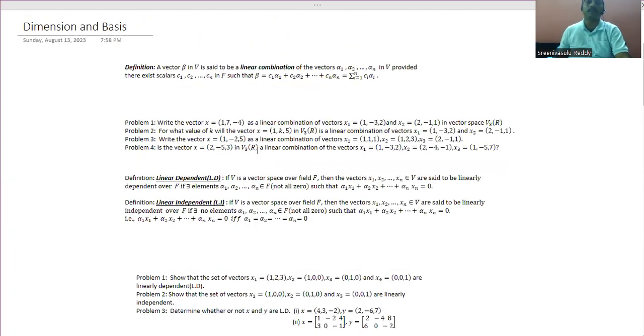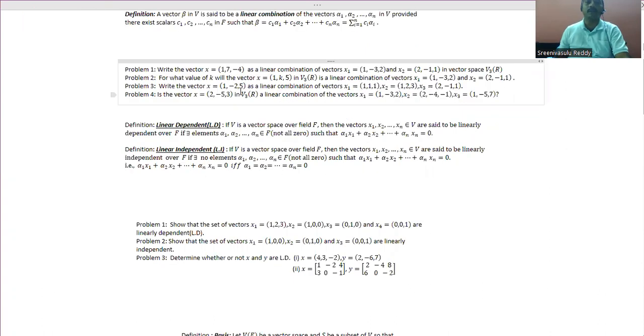Our topic is linear combination. Third problem: write the vector as a linear combination of the vectors x1, x2, x3. In the first problem, we had only two vectors, so the n value was 2. Now, in this problem, the n value is 3. You take C1 x1 plus C2 x2 plus C3 x3 equal to the x vector. In a similar manner, you can find C1, C2, C3.